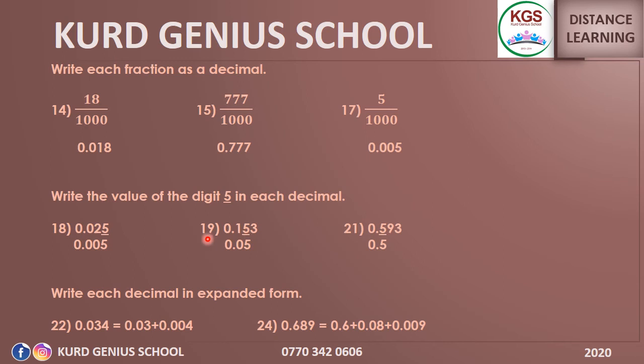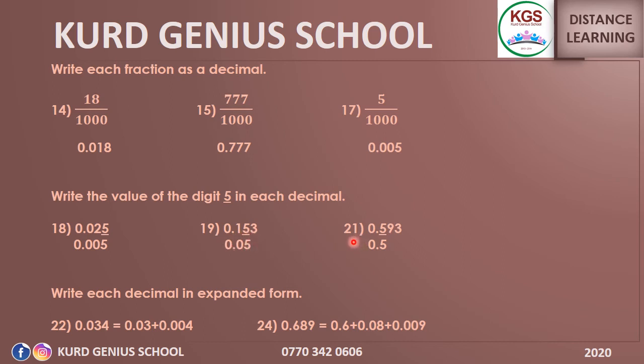Number 19, 153 thousandths. Ignore the 3 and write the digits to the left of the 5 as 0. So 0 for the whole number part, 0 for the tenths, and write the 5 itself. So the 5 here has a value of 5 hundredths.